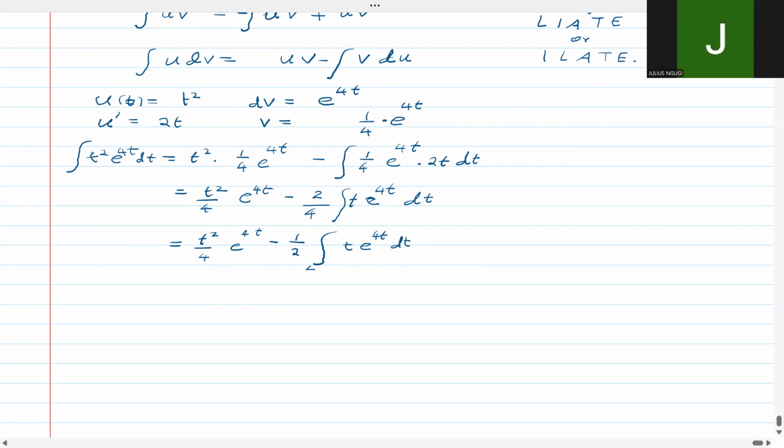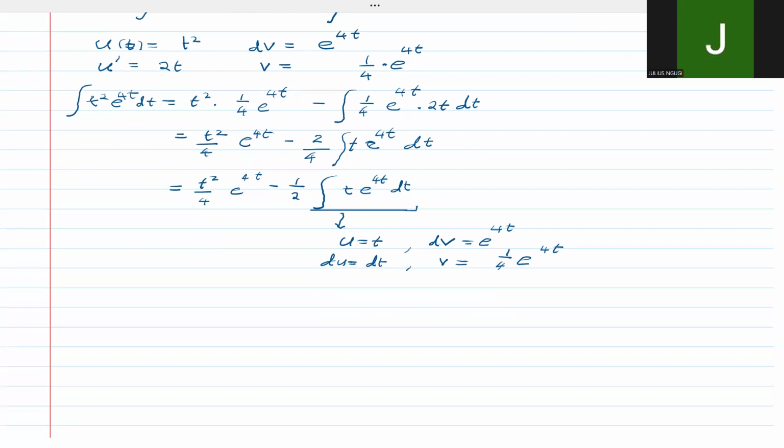So let's now do this integral here, and we'll be careful with the factor 1 over 2 outside. So let's continue for this part. Again, we will call u as t, and we call dv as e to the power of 4t. The derivative of u, that's du, will be equal to dt, or 1 times dt, and the integral of dv, which is equal to v, is the one that we got before. That is 1 over 4 e to the power of 4t.